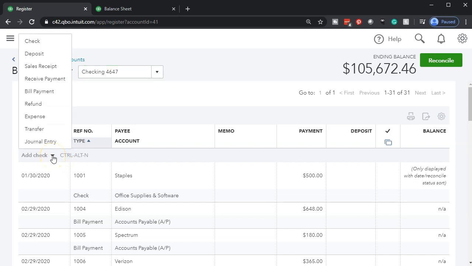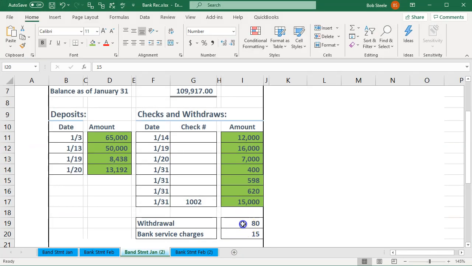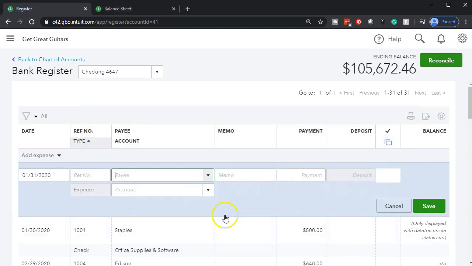I'm going to make it the expense. I'm just going to call it an expense. And I'm going to say this was on 01/31/20, the end of the month. And then the two expenses, we had the bank charges were 15, and then the $80 withdrawal. I'm assuming I took that out, if I'm the owner, right? So I'm going to call this a draw. And then it was for $80.